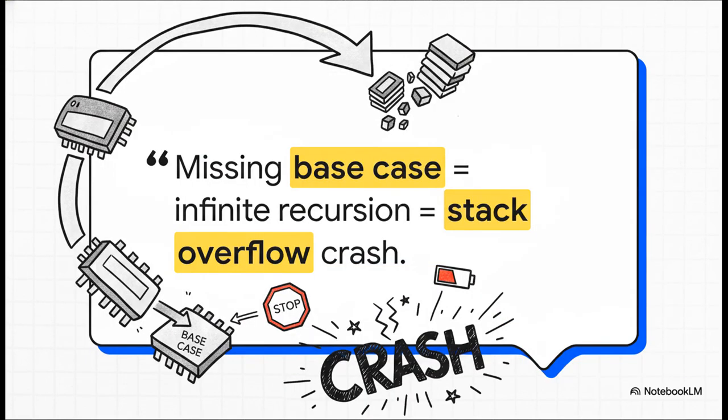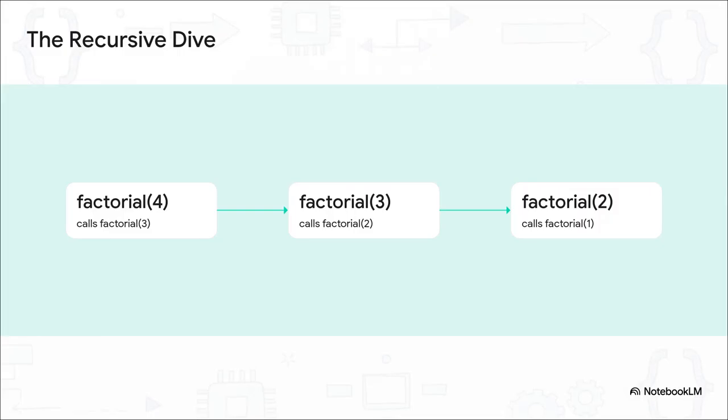And I really can't stress this enough. You have to have a base case. If you forget it, the function will just call itself and call itself and call itself forever. It'll just keep eating up memory until your whole program comes crashing down with what's called a stack overflow. This is the number one rule of recursion. Don't forget it. So let's watch this happen with a classic example: calculating a factorial.